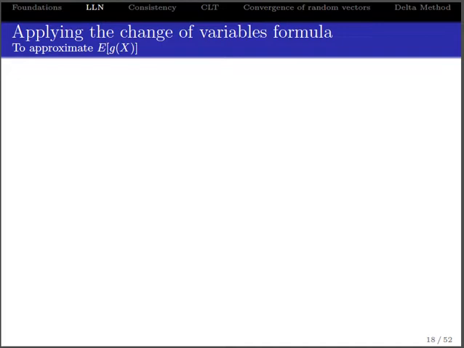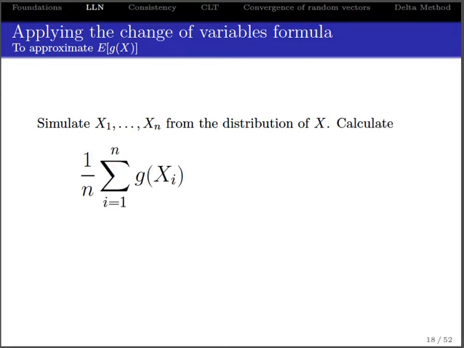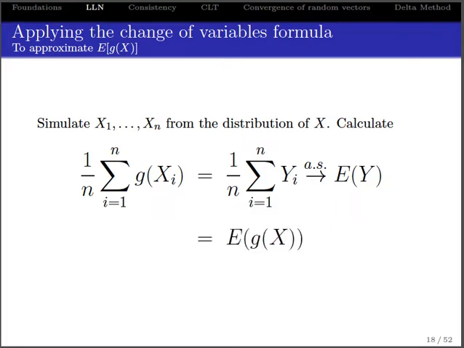So here's an example of applying the change of variables formula to approximate some expected value of g of x. The way you do it is as follows. You simulate a random sample from the distribution of x, and calculate what's really essentially a sample mean of y's. That's because that's what it is, because y equals g of x. And that goes almost surely, by the law of large numbers, to the expected value of y, which is the expected value of g of x.